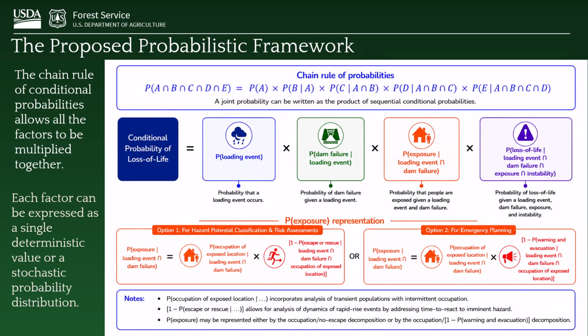Current methods address only the first two elements, loading and failure, and the final element of loss of stability, besides LifeSims, which partially incorporates probability of exposure for emergency planning, but doesn't consider probability of occupation of exposed location prior to evacuation. The next 3 slides will focus on probability of exposure and then be followed up with how to incorporate this proposed methodology into current hazard categorization and risk framework.